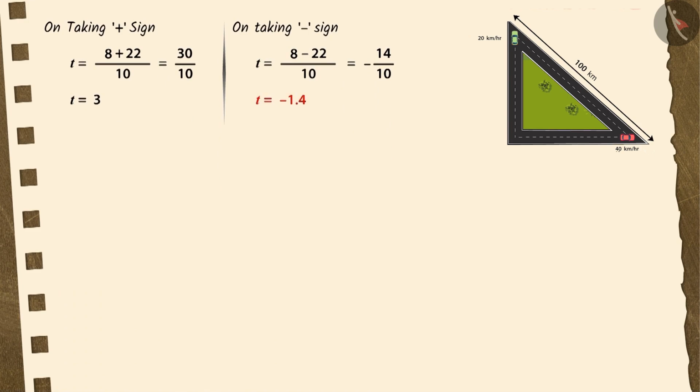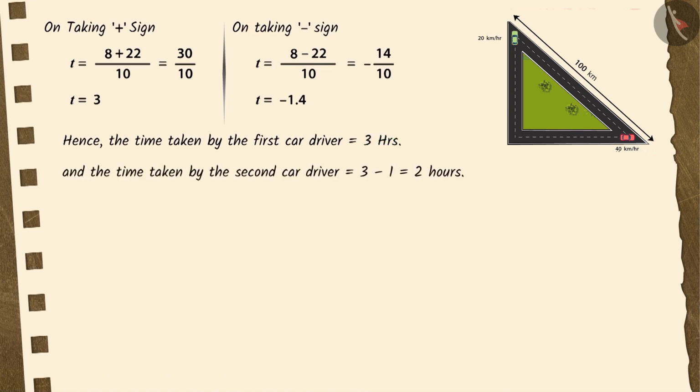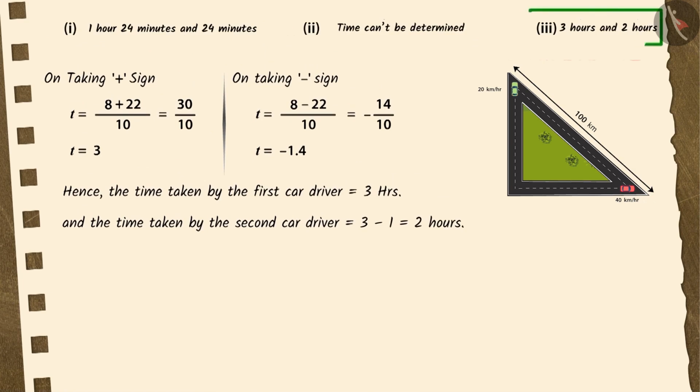You know that time is never negative, so the value of t will be 3. That is, the first car driver will take 3 hours to cover the distance, and the second driver, who was delayed by 1 hour compared to the first driver, will take 2 hours. Hence, option 3 is the correct answer.